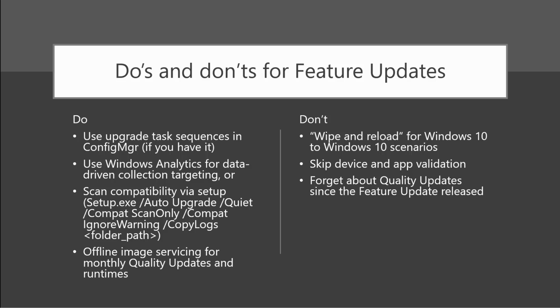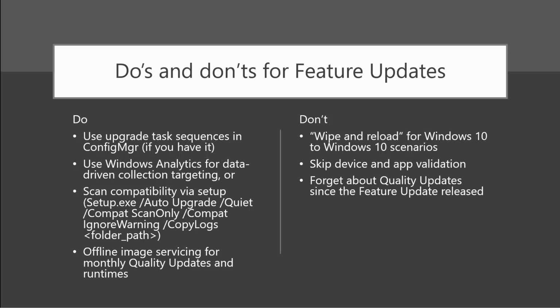Things not to do that you shouldn't be doing. Don't wipe and reload from Windows 10 to Windows 10 scenarios. A lot of pain that you can avoid by using upgrade sequences or in-place upgrades, especially from 10 to 10 versions. And in cases where you validated that everything is working and you don't have third-party disk encryption holding you back, 7 to 10 upgrades as well.